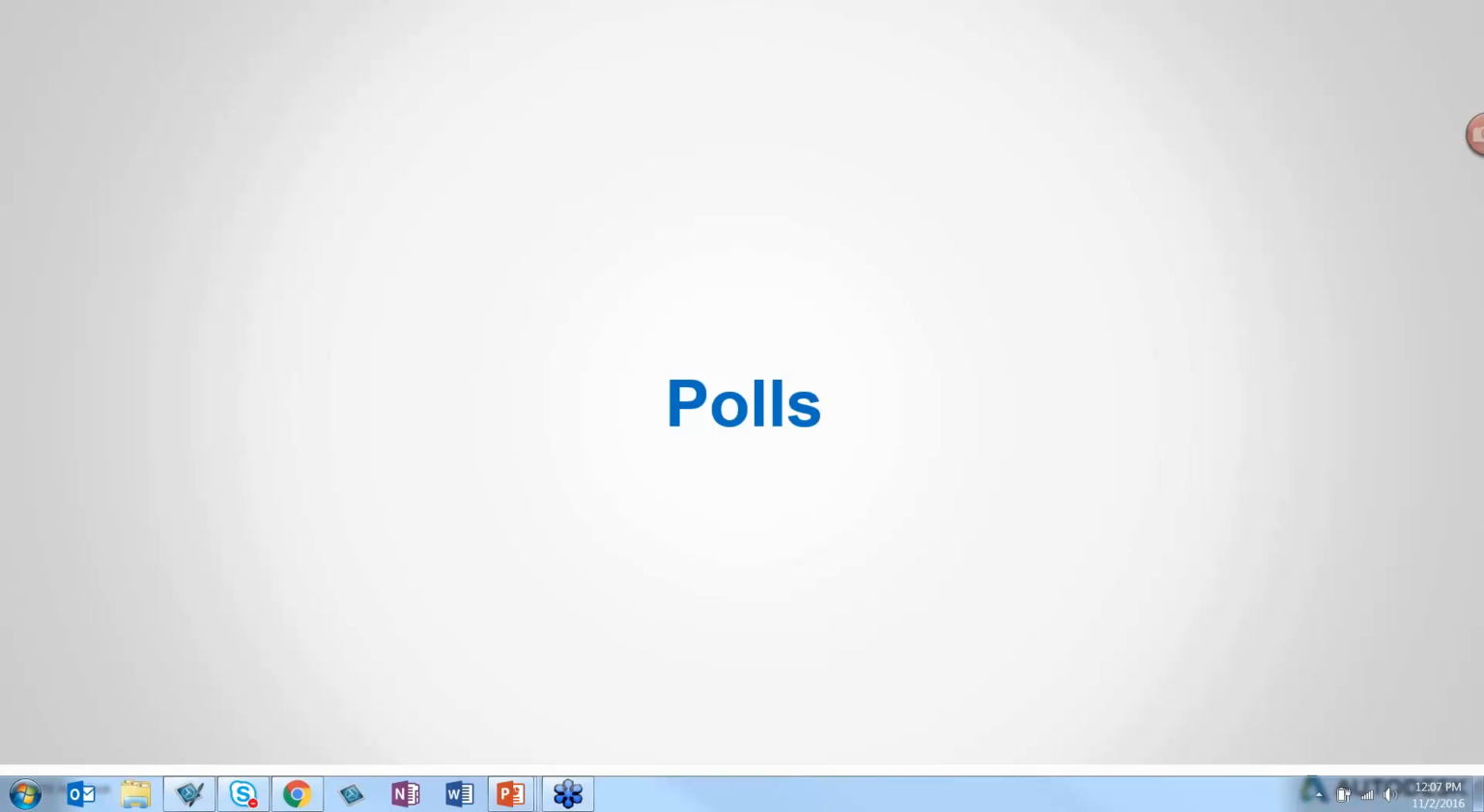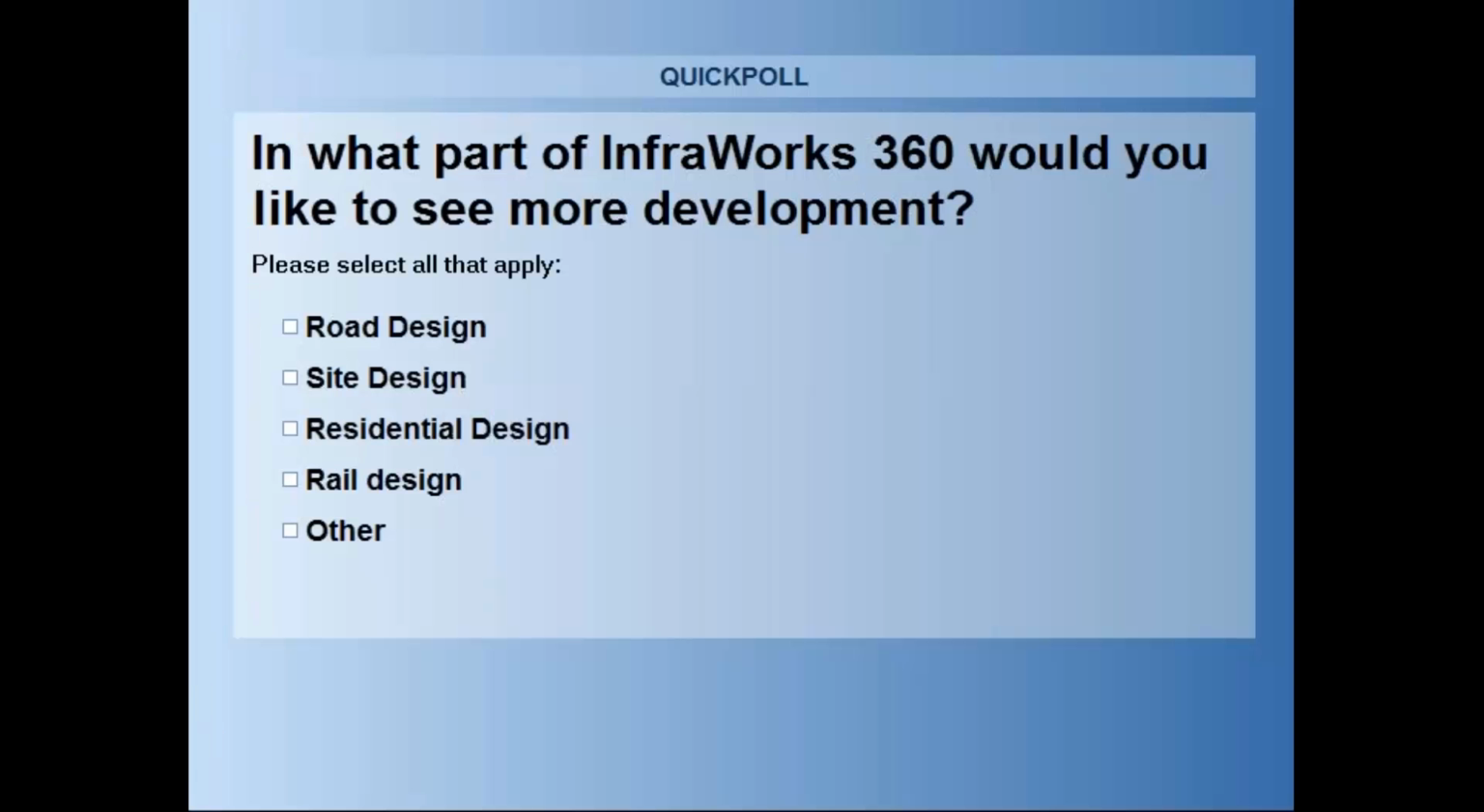So I'm just going to do the last poll really quickly, and then we'll move on with the webcast. This third poll is asking you, what part of InfoWorks 360 would you like to see some improvements made to? Possible answers are road design, site design, residential design, rail design, or other.